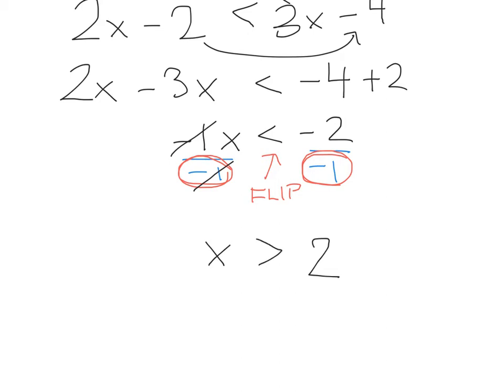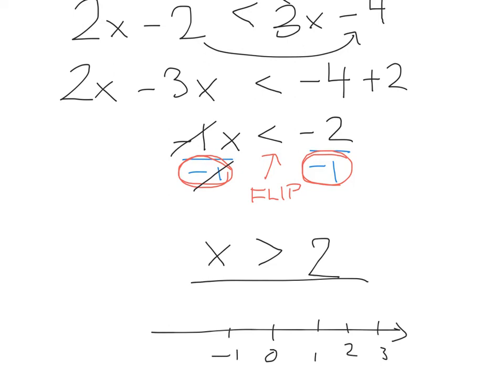We do that because dividing or multiplying by a negative number flips that arrow in our number line to the other direction. So if this is now our final answer, we could make the number line. There's 0, 1, 2, 3, minus 1, minus 2. And what we're looking for now is all numbers greater than 2.